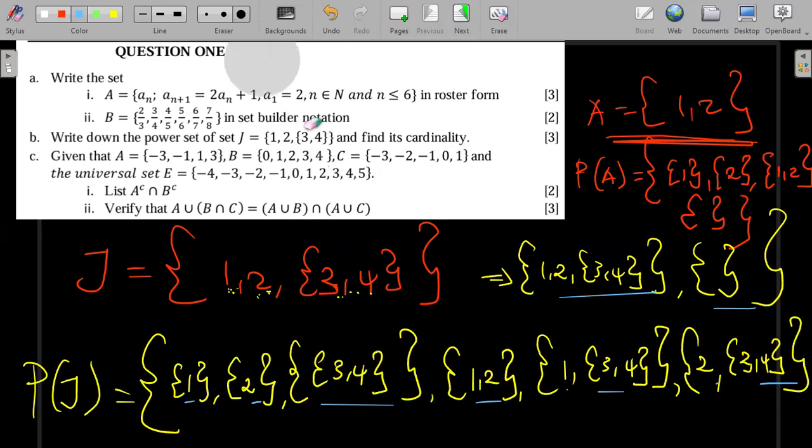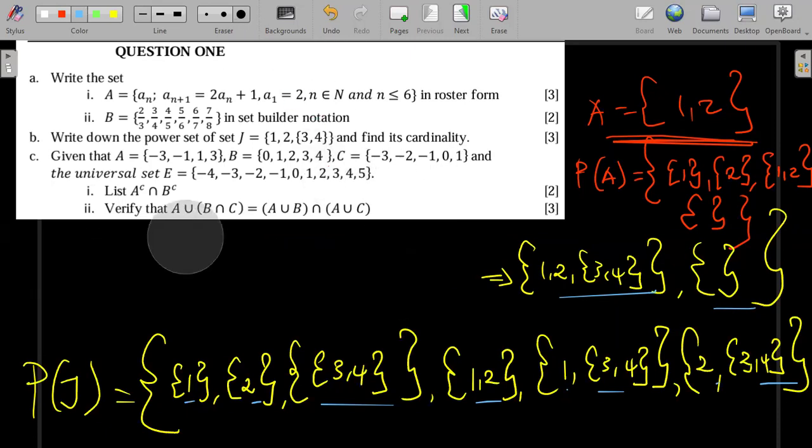So cardinality is just the number of subsets. Okay, so the number of subsets is given by 2 to the power n, where this n is the number of elements in that set. So in this set J, how many elements do we have? We have 1, 2, 3. So this whole thing is just one thing because it's in the set like that. Okay, so you don't count them separately like 3 and 4. No, this whole thing is 1. So we have 3 elements in this set J.